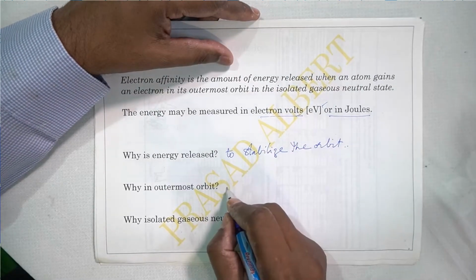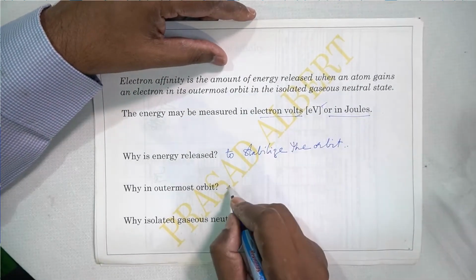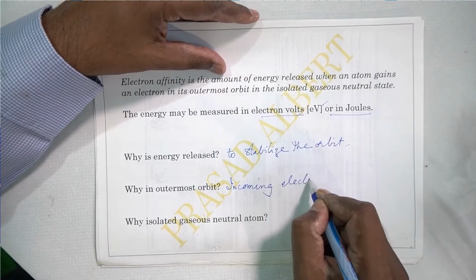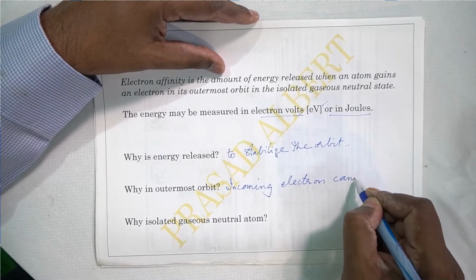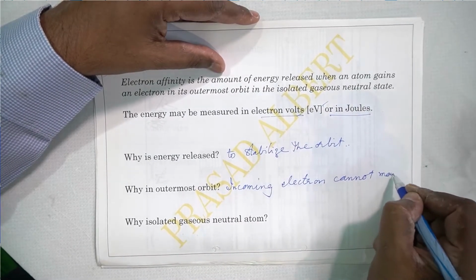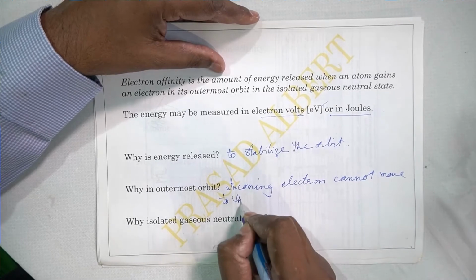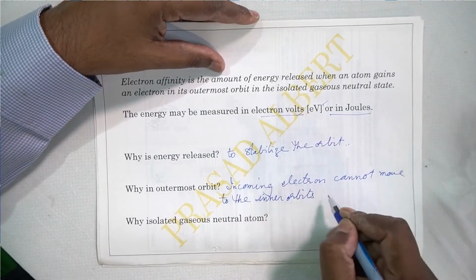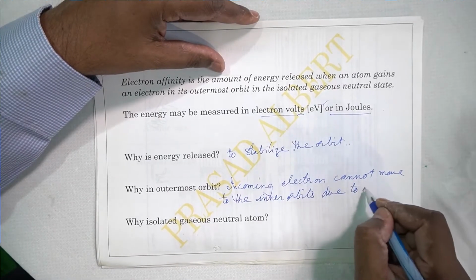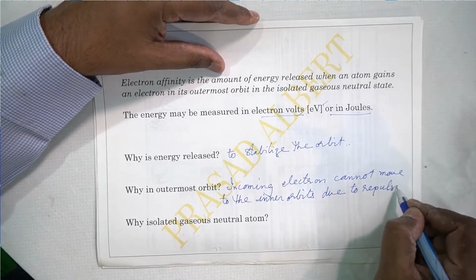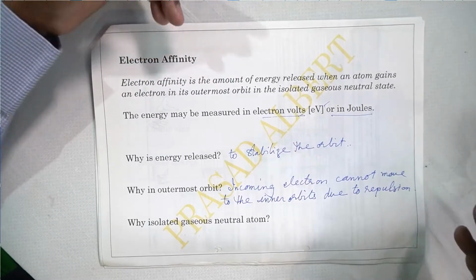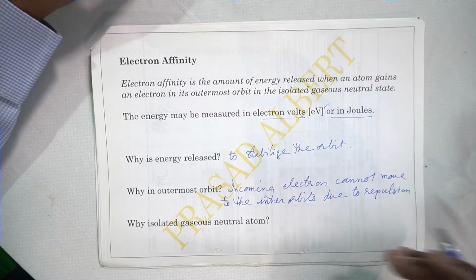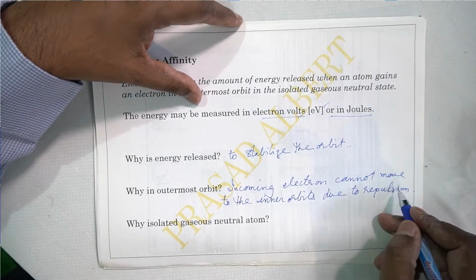Now, the incoming electron cannot move to the inner orbits. Why? Due to repulsion. Because the electron has a negative charge, and the orbit has a negative charge. If the outermost orbit accepts it, it is fine. Otherwise, it will have to go back. It cannot enter into the inner orbits. That is not possible due to repulsion.